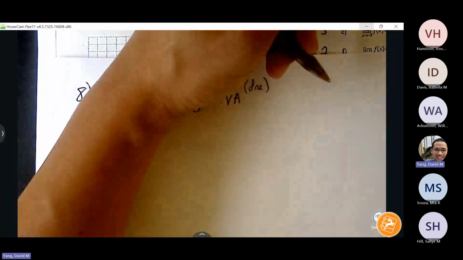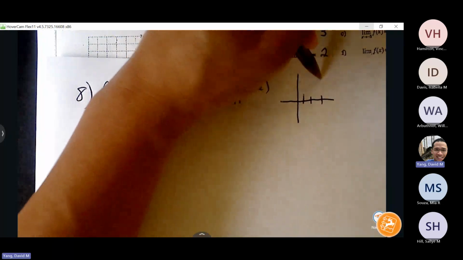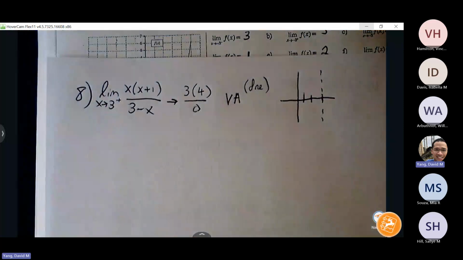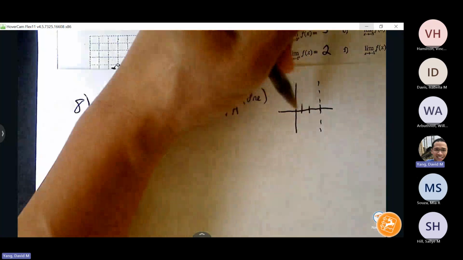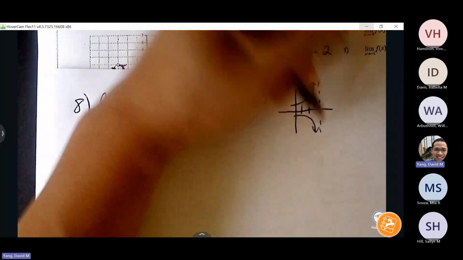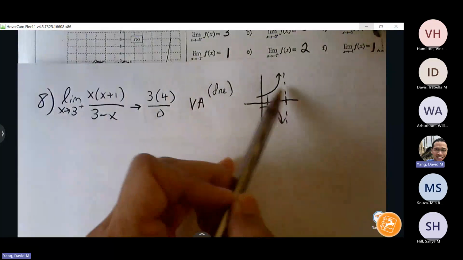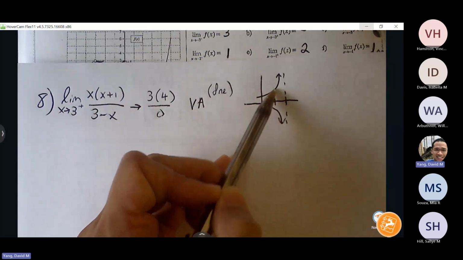You don't have to draw this, but I think it helps if students have an idea what's happening, right? So there's a vertical asymptote. You know that you're approaching an asymptote. So if you're approaching an asymptote, what's going to happen? Either it's going to go all the way up, or it's going to go down, right? It's not both, otherwise it's not a function.